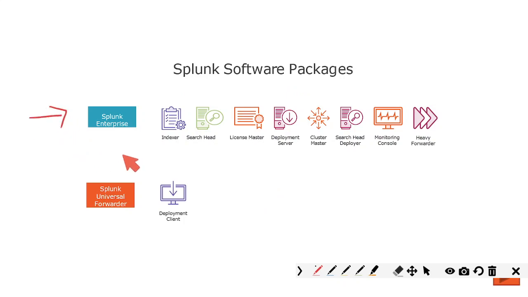One is the Splunk Enterprise package, which almost constitutes everything, right? For example, it has indexer, search head, license master, deployment server, cluster master, search head deployer, monitoring console, and heavy forwarder. So this Splunk Enterprise binary, which you normally download, constitutes every Splunk component as well, right? And the second binary, which you can see here, Splunk Universal Forwarder, is just a deployment client, or you can also understand it as a Splunk agent, which is meant for collecting a lot of raw data. Okay.